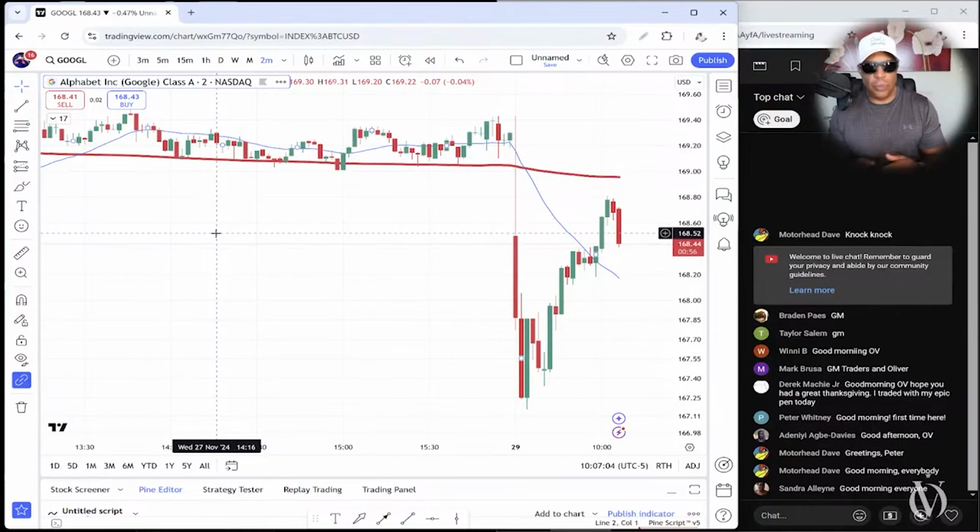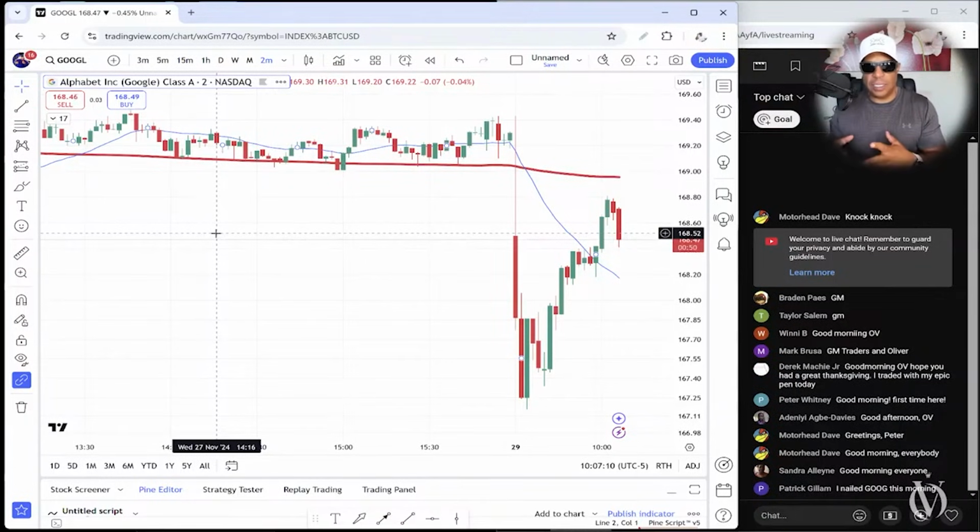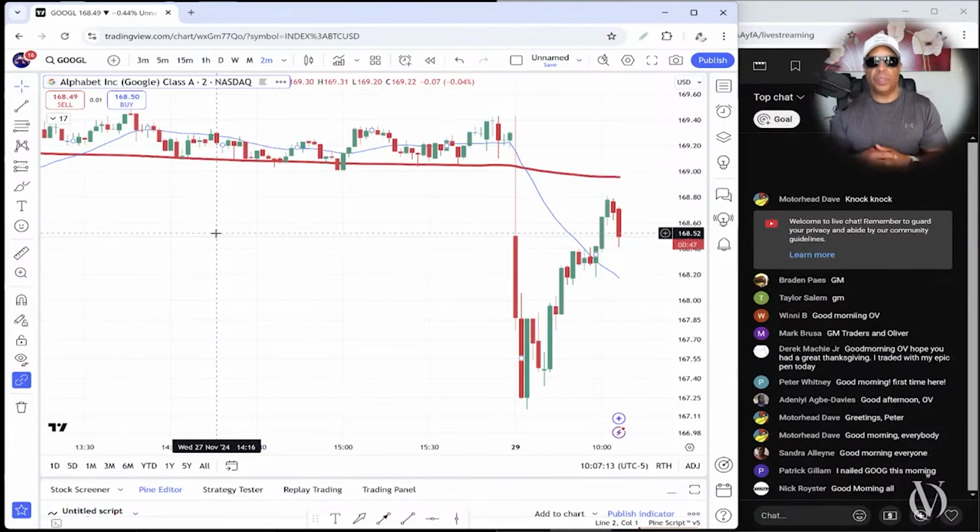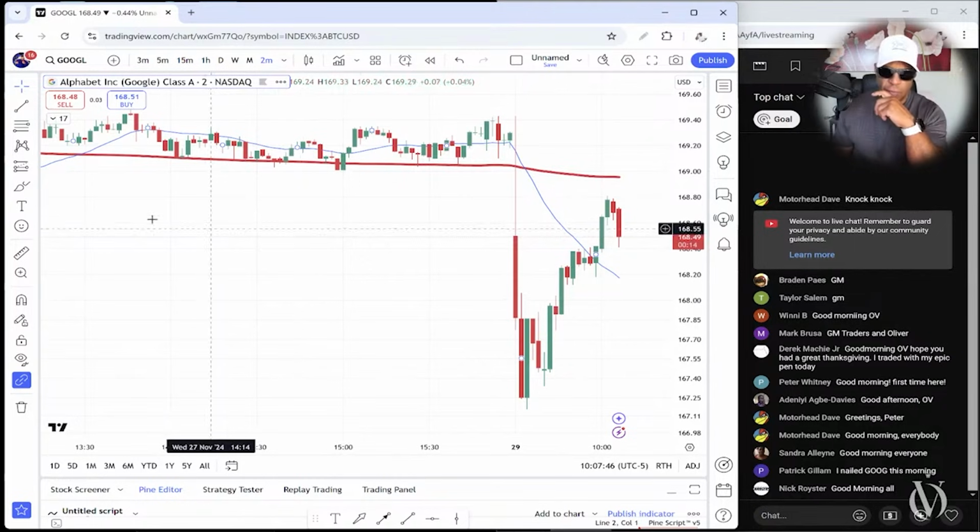What I am going to tell you is that Google L, the Class A shares, tends to have more liquidity. The spread tends to be tighter. The movements tend to be more fluid and true. So we lean toward trading the Google L versus just the GOOG. Just wanted to let you know. So you're looking at a 2-minute chart of Google L.